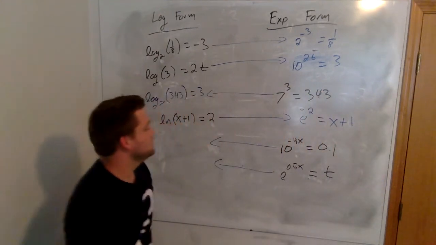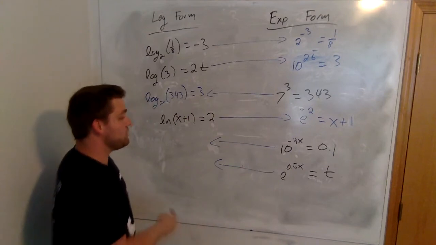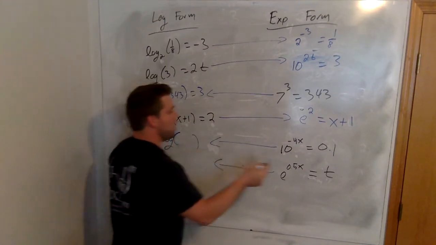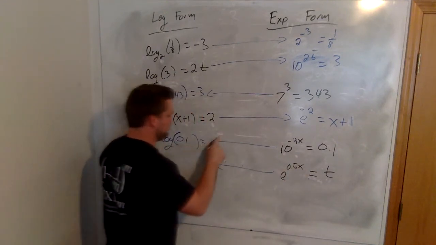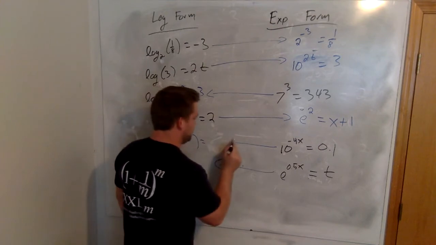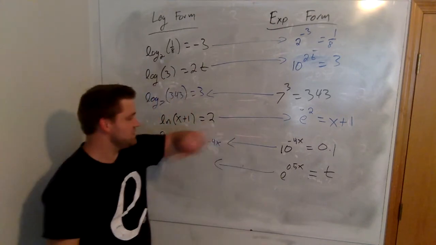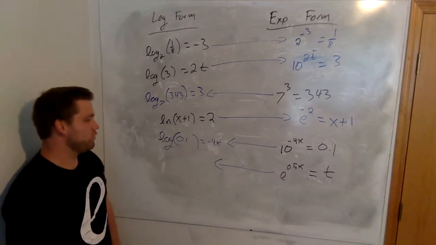Okay. Over here, this is a base 10, so I want to have log base 10, so we'll just write log of 0.1 is going to be equal to negative 4x. So here we have 10 to the negative 4x equals 0.1 in logarithmic form.